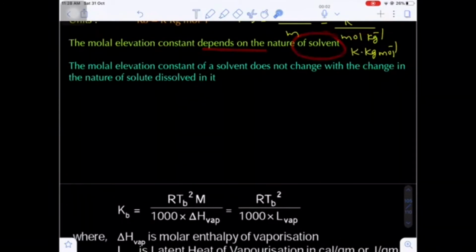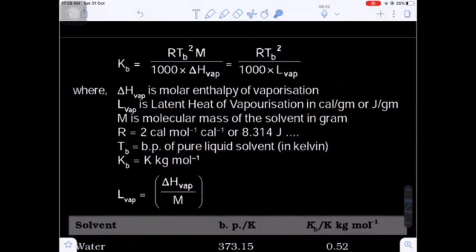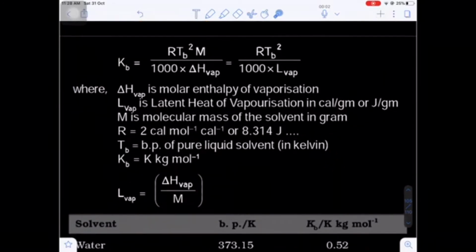And one more important thing: the molar elevation constant depends only on the nature of the solvent. This is very, very important, and it does not depend upon the nature of the solute. Even if you change the types of solute in a particular solvent, unless the solvent changes, the molar elevation constant does not change. Yes or no?